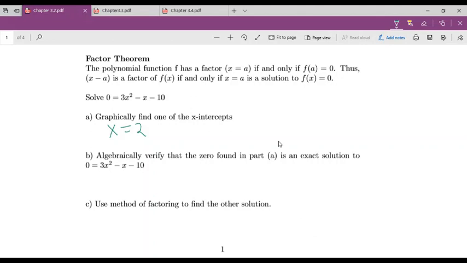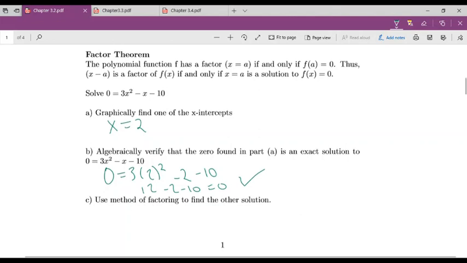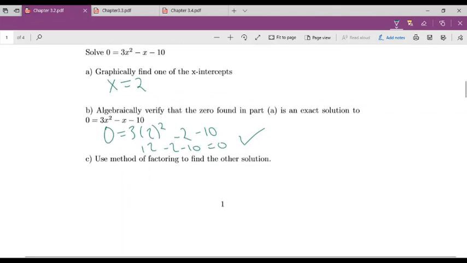Part B says algebraically verify that the 0 found in part A is an exact solution. Well, that's easy enough. The easy way to algebraically verify it is to plug x equals 2 in and see if it actually equals 0. So 0 equals 3 times 2 squared minus 2 minus 10. Now 2 squared is 4, so this will wind up being 4 times 3 is 12, minus 2 minus 10. And that does indeed equal 0, which is what it needs to equal. So it works.